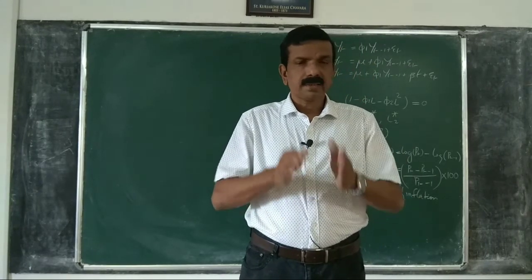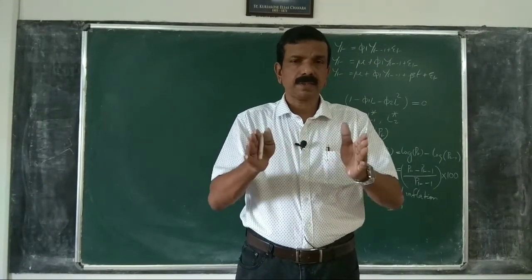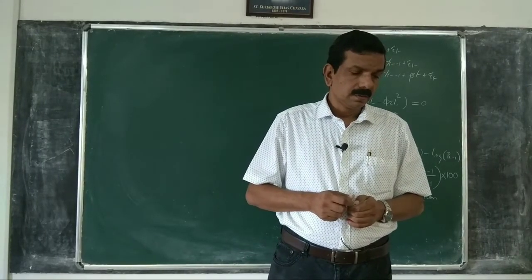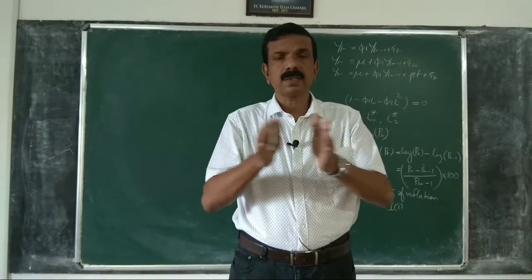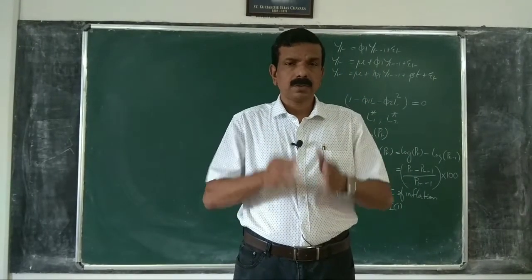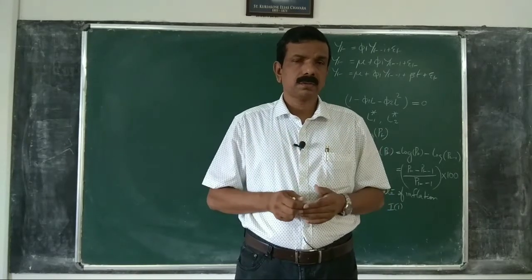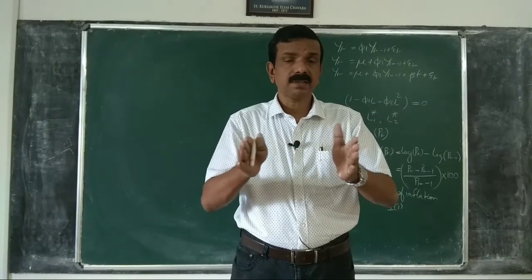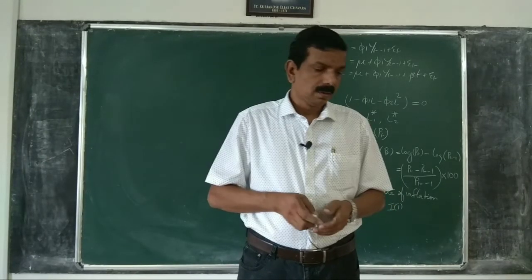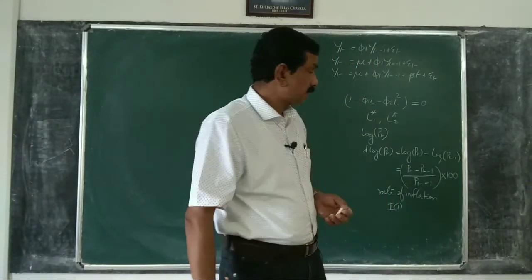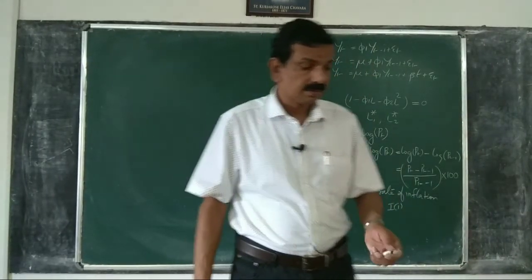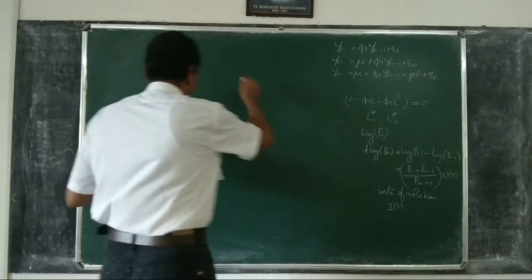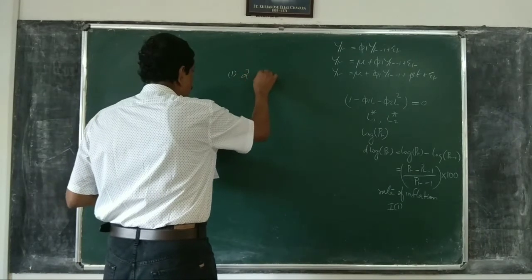So, what is the strategy? If you suspect that the process has 2 unit roots, there are 2 strategies to test for 2 unit roots, if you suspect that the time series is integrated of order 2. One is to test directly for the existence of 2 unit roots.